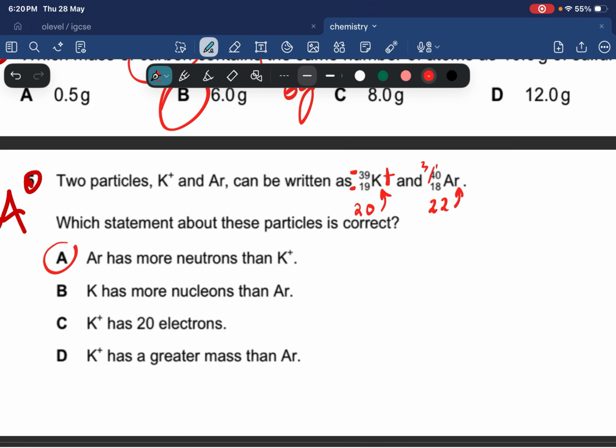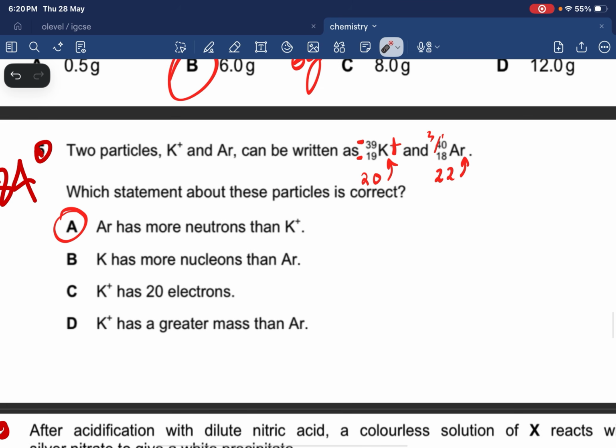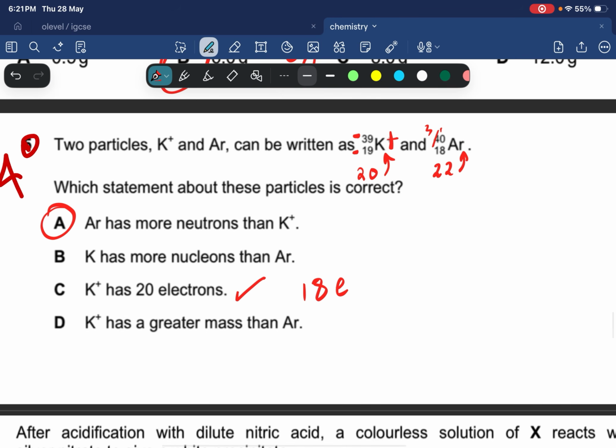Yeah, that's correct. Option A. K has more nucleons than Ar. No. K has less nucleons. There are 39 nucleons here. There are 40 nucleons here. Incorrect. K plus has 20 electrons. No, bro. It has lost 1 electron. It has 18 electrons. K plus has greater mass than Ar. No. Look, the mass is going to be 39 for this and 40 for this.